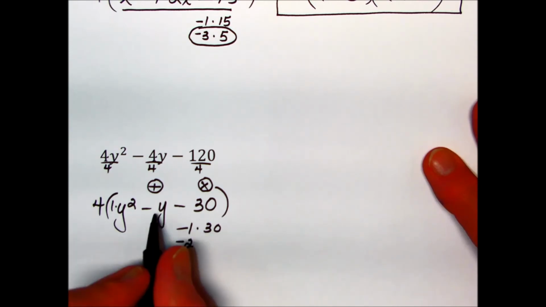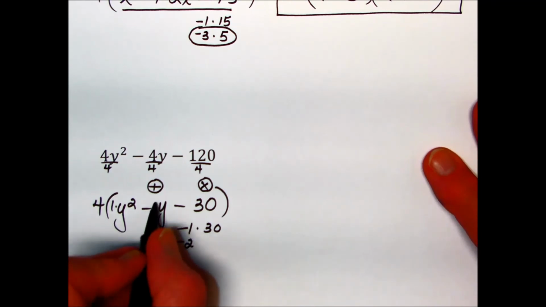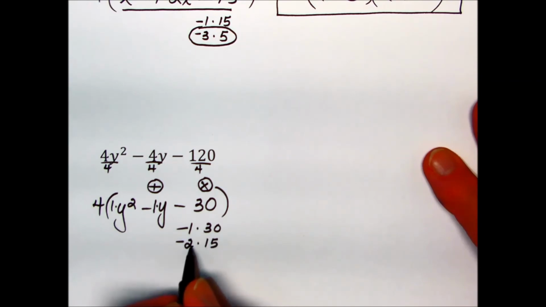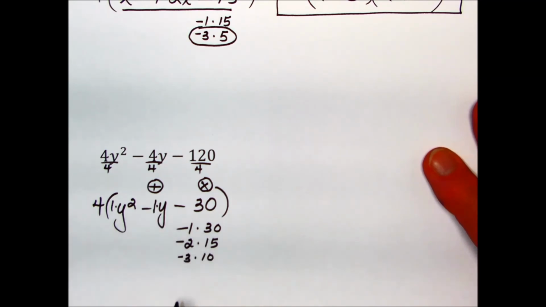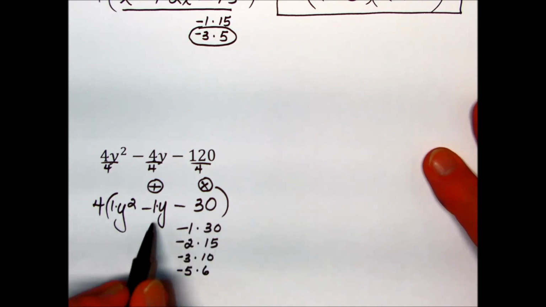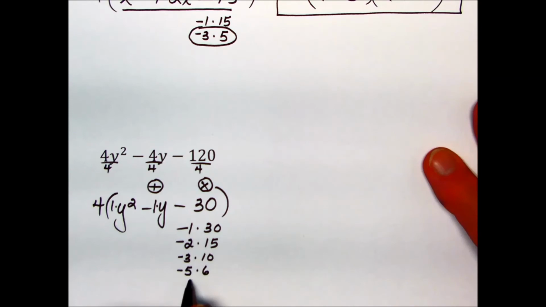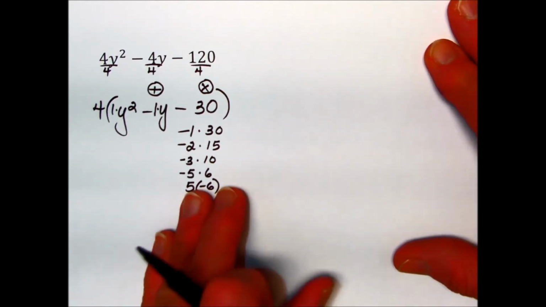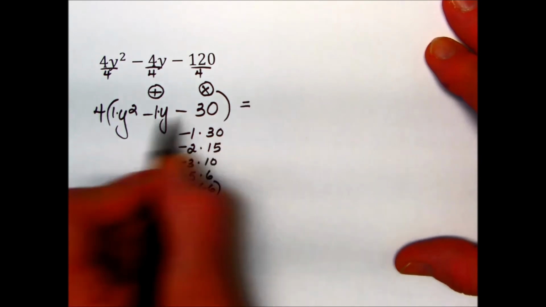-1 and 30, if we add those, would give us a positive 29. We're looking for a -1. 2 goes into 30 15 times. That would add up to be a 13. No, that doesn't work. 3 goes into 30, 10 times. We're getting closer. When we add those, we get a 7. 4 doesn't go in, but 5 does. So if I had a -5 times 6, I'd have a -30. When I add, I'm getting a +1. So close. And what that tells us is all we need to do is switch the signs, one positive and one negative. So we now have our factor pair.